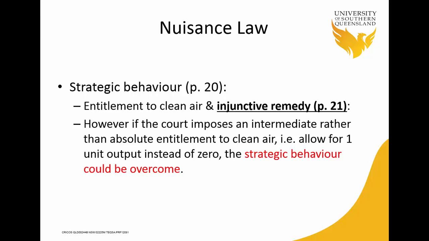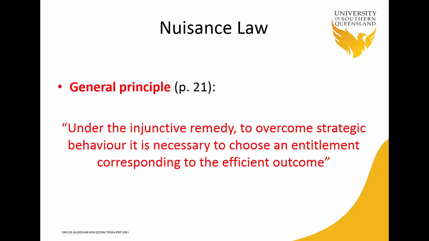Here we put up our table, and it was very easy for us to identify what needs to be done. In the real world, it's much harder, so it's learning by doing. It's a matter of iterations and learning from the experience of other jurisdictions in how to design legal systems such that they would give these relative entitlements that wouldn't be hindered from achieving efficient outcomes by strategic behavior. So the general principle here is, under the injunctive remedy, to overcome strategic behavior, it's necessary then to choose an entitlement corresponding to the efficient outcome. All right.